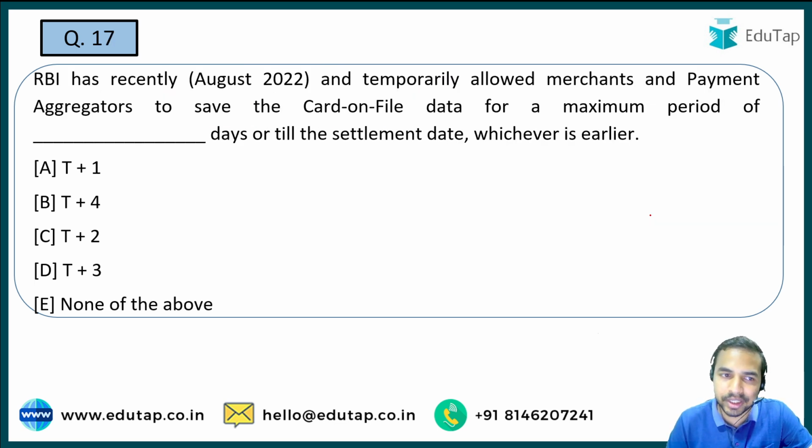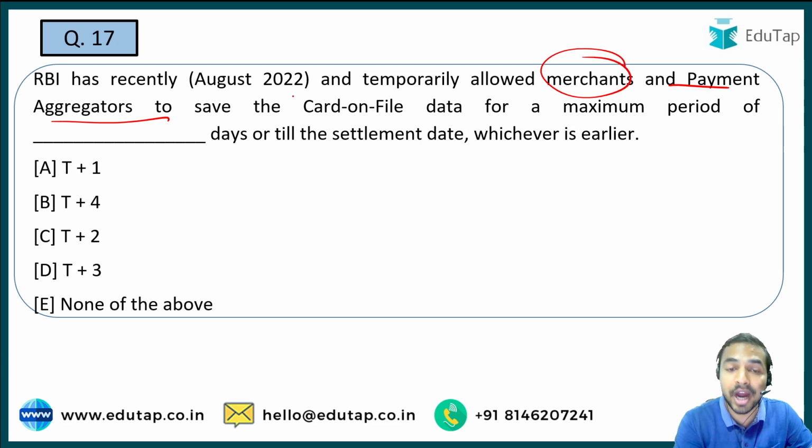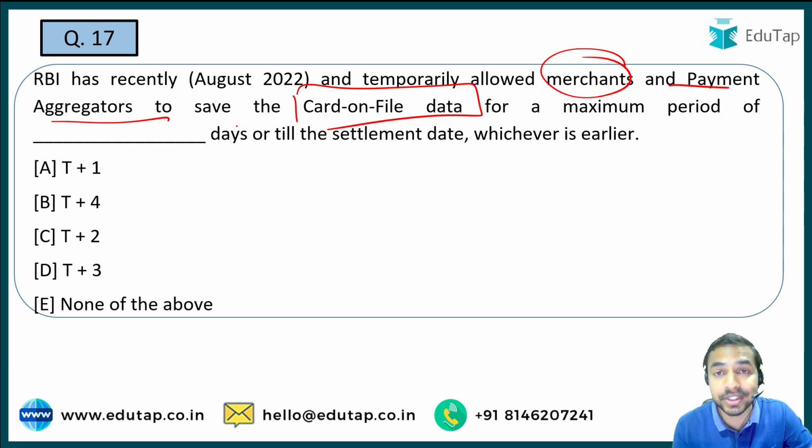So the next question is, RBI has recently and temporarily allowed merchants and the payment aggregators to save the card on file data. See, here the talk is about our card on file data, और आपको मुझे बताना है कि ये जो उन्होंने अलाउ किया है मर्चेंट्स और पेमेंट एग्रीगेटर्स को. See, there is a maximum period of this, and what exactly is the maximum period of that?